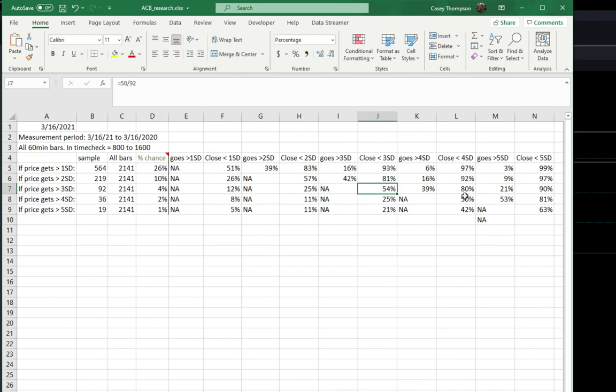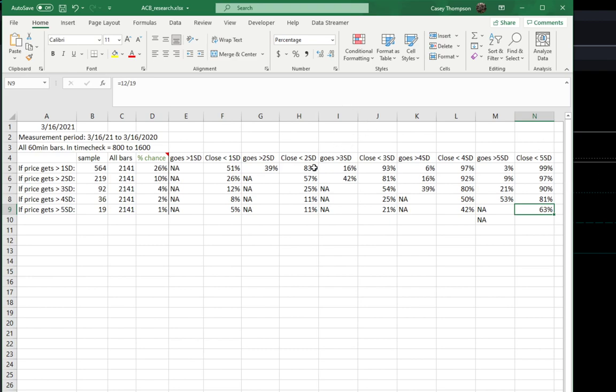It'll keep on going all the way down, and then once it gets to five standard deviations, which is a huge candle, which is only 1% of all candles in the world, then it becomes a 60% chance. But there were only 19 samples, so can't really mess with that.